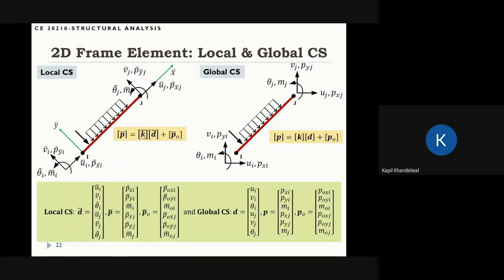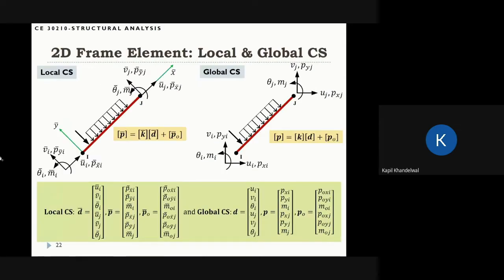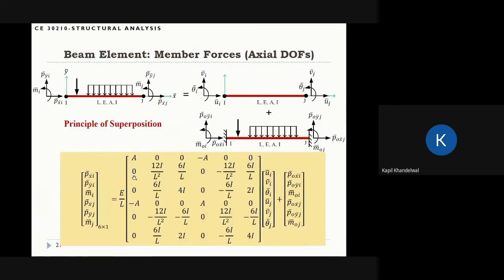But the reason why we want to look at this element in the local coordinate system is that we can get k and p0 from k bar and p0 bar by transformation, and that was the idea that we used in our class. In this local coordinate system, this frame element is actually equal to the beam element, exactly the same as the last slide. There's no difference. I just take this element and rotate it. Nothing is changing. So p bar, k bar, d bar, p0 bar are actually these numbers here. So nothing changes here.